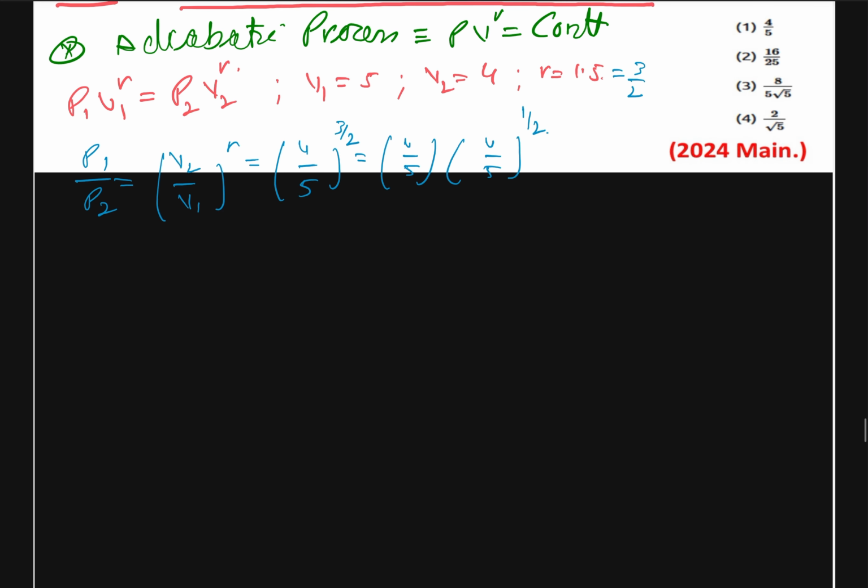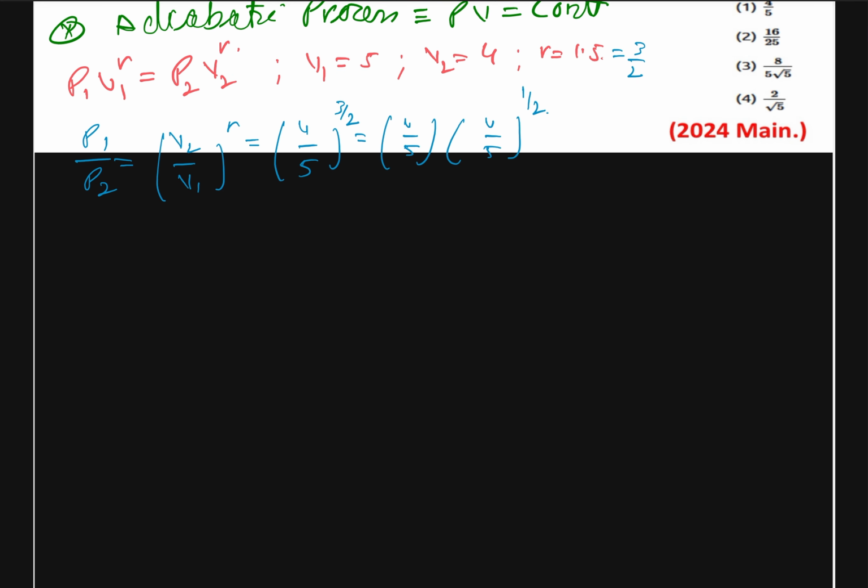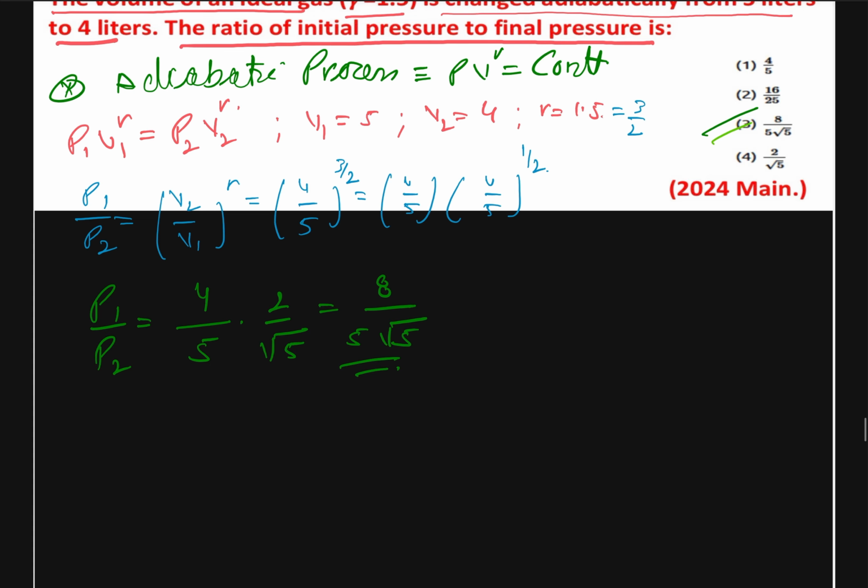So now it is quite easy. We get this as 4 upon 5 as it is, square root of 4 will be 2, and this will be square root of 5. So we get this as 8 by 5 square root of 5. So option 3 is correct.